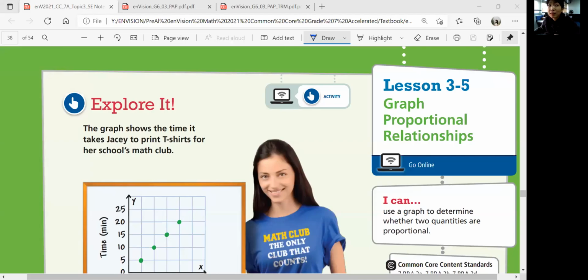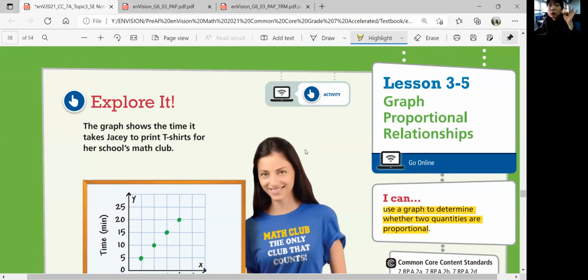Hi, this is Pre-Algebra Lesson 3-5, Graph Proportional Relationships. In this lesson, you'll be able to use a graph to determine whether two quantities are proportional. In order to do this, you will use a graph to recognize proportionality, you will identify a constant of proportionality from a graph, and you will interpret a point on a graph of a proportional relationship. Okay, let's start with explore it.